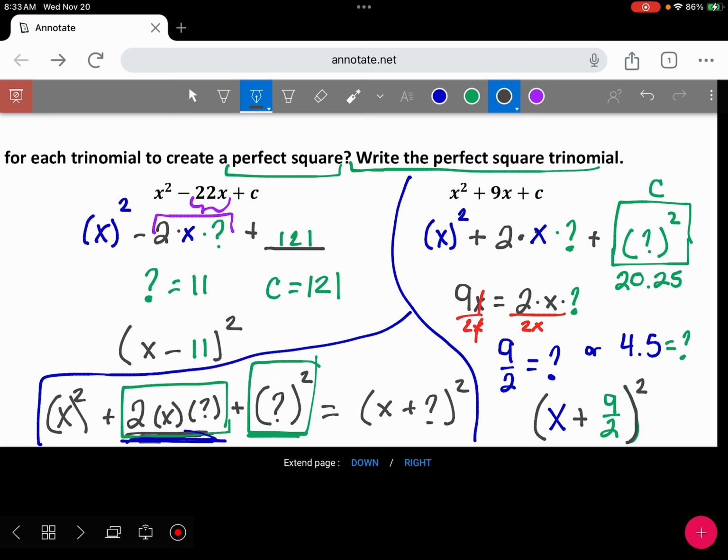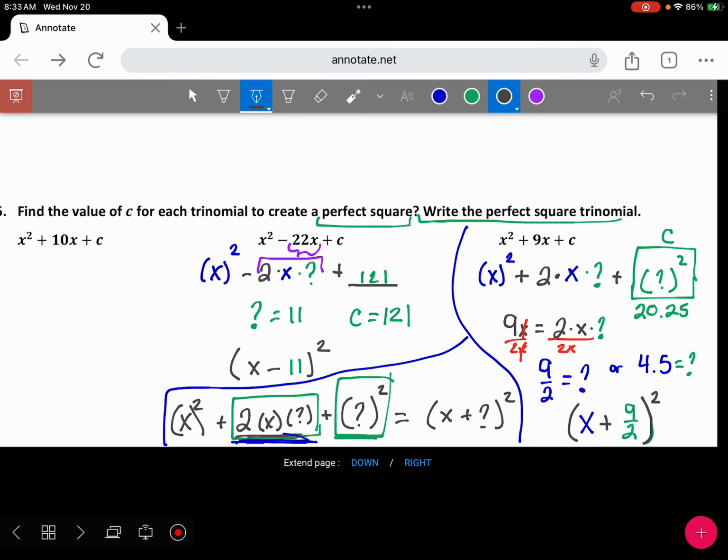I can't do 3. It has to be 2. That is part of the formula. This 2 does not change. The front piece is squared, the back piece is squared, and it's 2 times the front times the back.